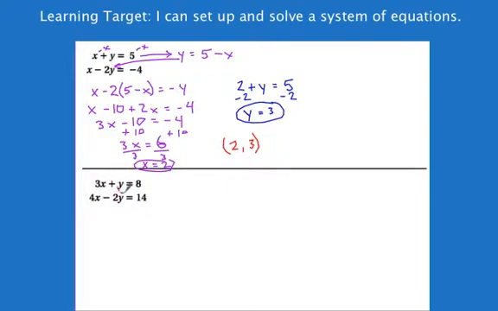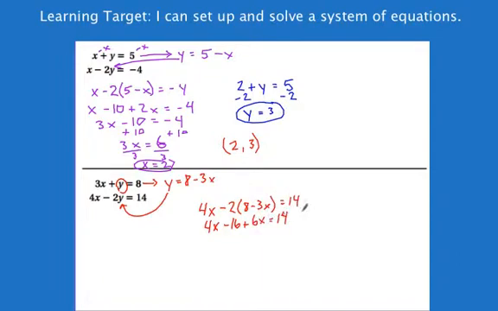In that first equation, I'm going to get that y by itself. That means I have to subtract 3x from both sides, so I get 8 minus 3x is what y is. And then again, just like I did before, I'm going to plug that in for this y right here. So I have 4x minus 2 times the quantity 8 minus 3x, and that equals 14. I'm going to distribute. So I have 4x minus 16, and then negative 2 times negative 3x is positive 6x. And then again, combine like terms: 4x plus 6x is 10x, minus 16 equals 14, and then it's just solved like normal.